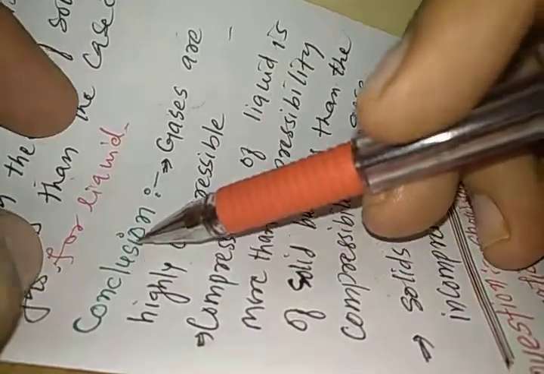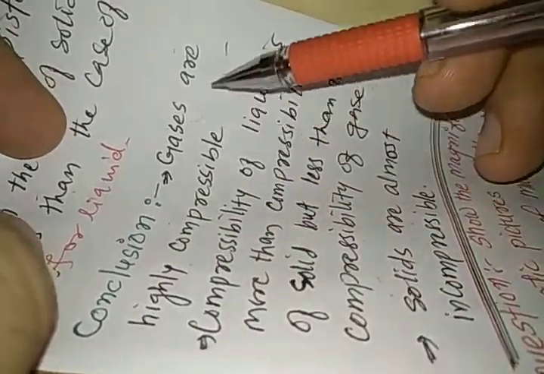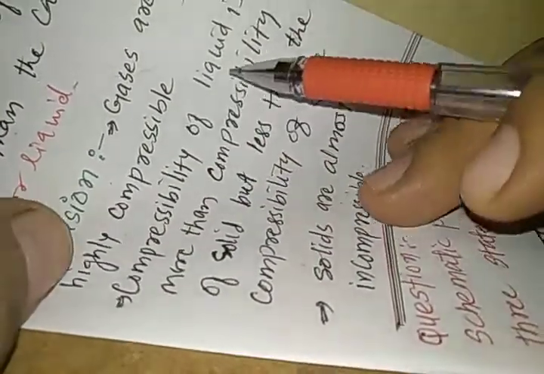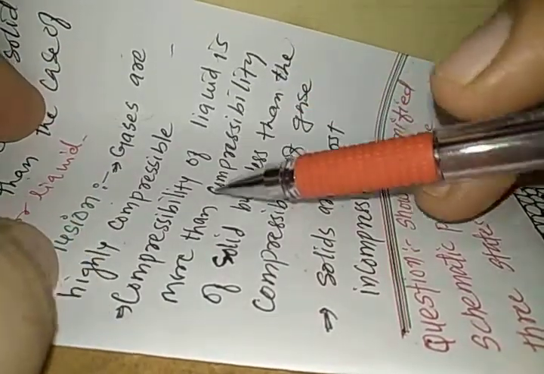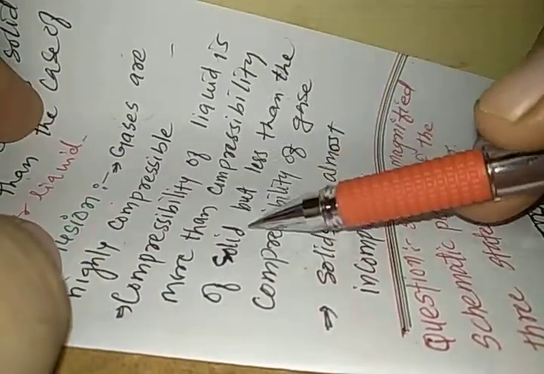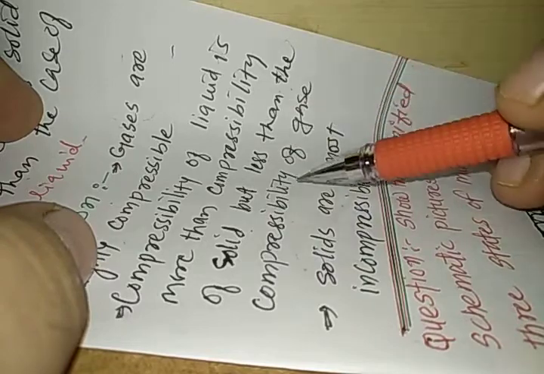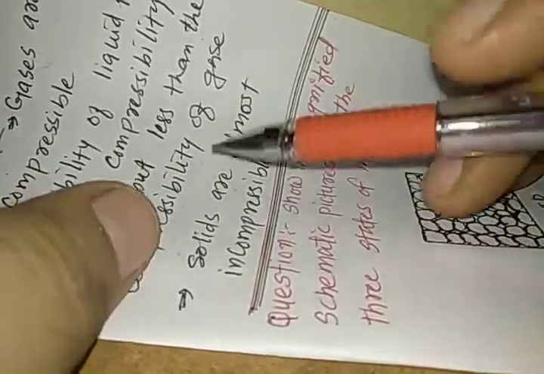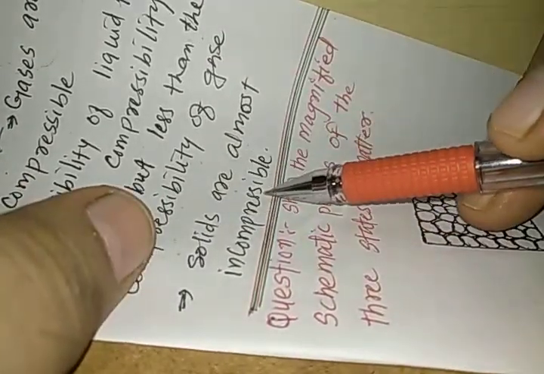So, let us write our conclusion. Gases are highly compressible. The compressibility of liquid is more than the compressibility of solid but less than the compressibility of gases, and solids are almost incompressible.